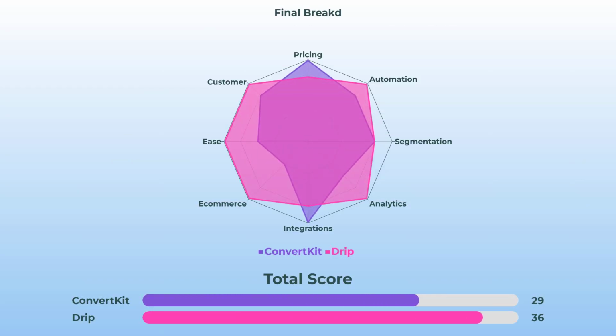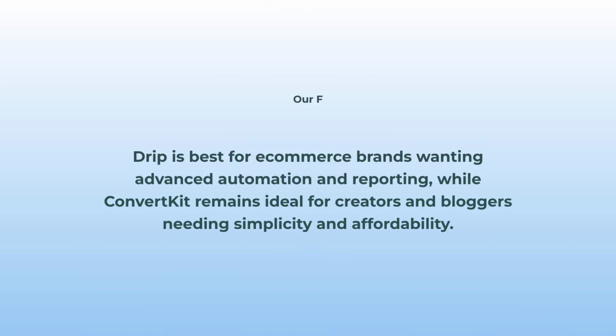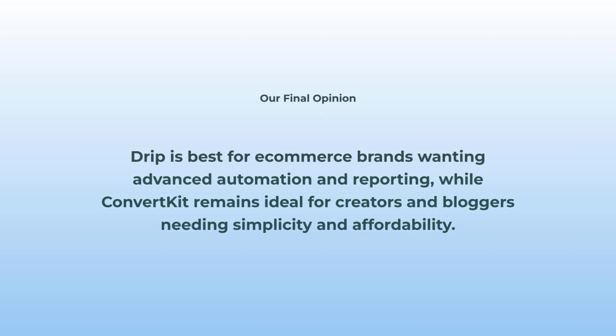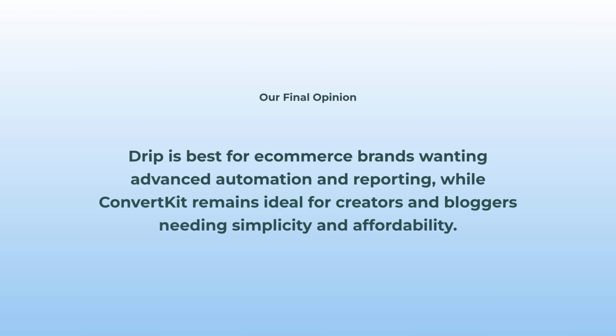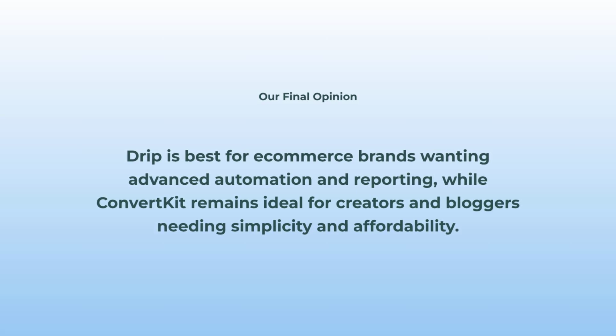So when you stack up all the main categories, pricing, automation, analytics, integrations, e-commerce features, ease of use, and support, the differences start to get real obvious. You see where each product shines and where it's just kinda eh. So what's my take? If you're leaning into e-commerce and want really powerful automation and analytics, Drip's hard to beat. But if you're a creator or blogger who just wants things simple and affordable, ConvertKit is still the champ. Each tool is kinda built for its own tribe.